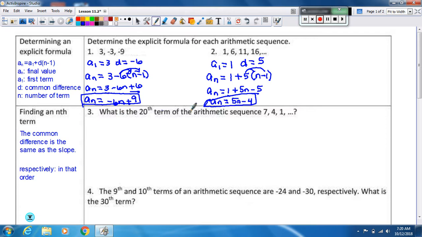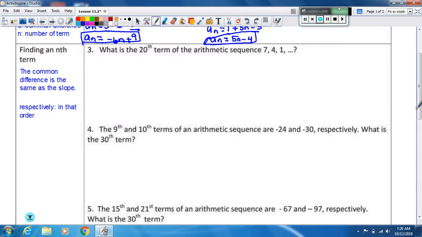Okay, we're going to find the nth term now. So what is the 20th term of the arithmetic sequence 7, 4, and 1? Well, a_1 equals 7. That's the first term. If you study the pattern, it's subtracting 3 each time. So the common difference is negative 3. So I'm going to get a general equation like I did last time. So a_n equals a_1, which is 7. Common difference is negative 3 times the quantity n minus 1.